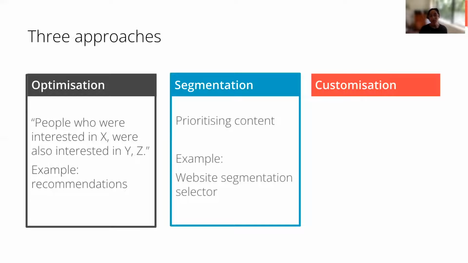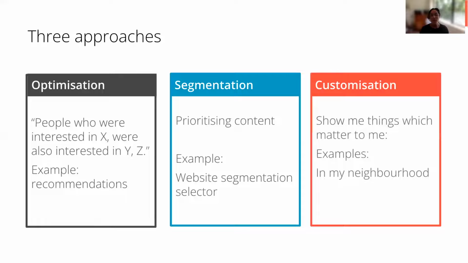Segmentation is about prioritizing content on the basis of relevance to users with common interest, or excluding or including content for that specific segment. And then with customization, you're allowing people to customize their experience in some way, or otherwise using data that they've provided to you so as to improve relevance, such as in a resident portal.